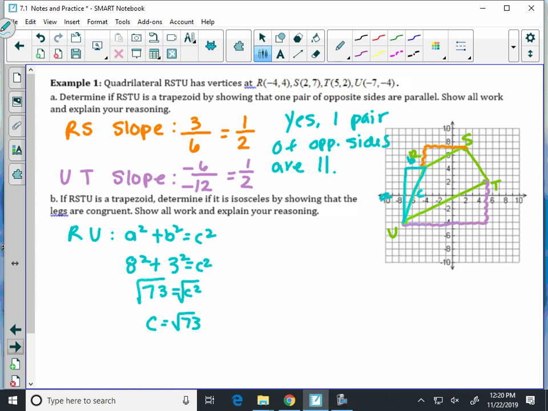So now let's find the distance of ST. So now we're going to make our right triangle. The side you're trying to find is your c. Label that a, label that b. Plug it in the Pythagorean theorem. Still using the Pythagorean theorem. When we count, what's our a? 4. What's our b? 2. Careful. 3. Good.